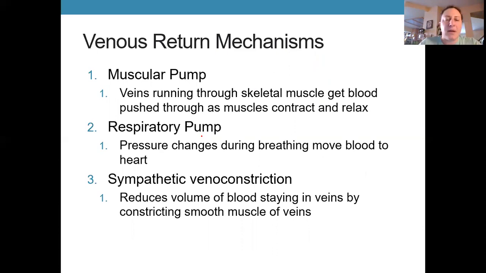So the muscular pump is what we call it when veins run through skeletal muscle. So when your skeletal muscles are contracting, they squeeze those vessels and that pushes the blood through, and then they relax and the vessel kind of refills and the muscle squeezes and it pushes through. So it's literally pumping the blood back to your heart.